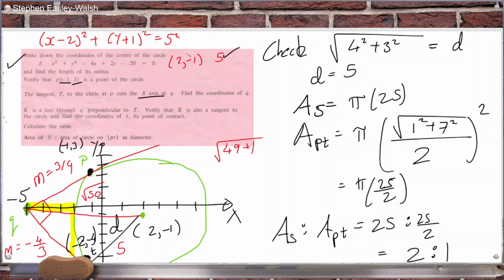Right, that question felt longer than it was, but I think I've managed to get everything. Write down the coordinates of the centre of the circle, find the length of the radius, verify the point is on the circle, the tangent to the circle at point P meets the x-axis at Q, find Q, K is the line through Q perpendicular to the tangent, verify that K is also a tangent, and find the coordinates of T, calculate the ratio. Yeah, alright, that's another circle question in the bag.